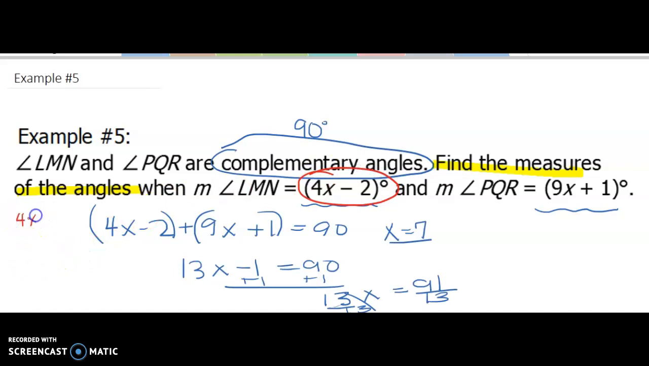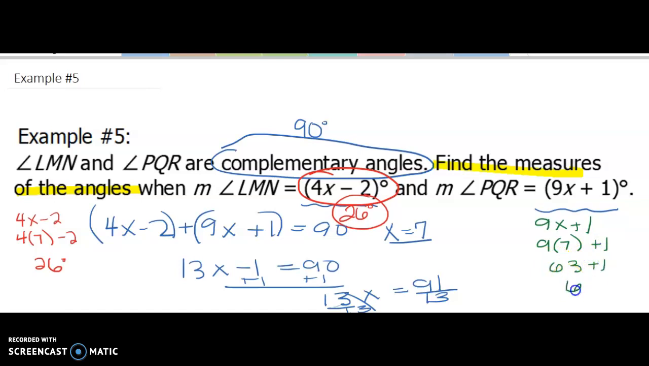So 4x minus 2, we know x equals 7. So 28 minus 2 is 26 degrees. So this is 26 degrees. And then I also have to plug our x into over here, so 9x plus 1. And I know x is 7. So 63 plus 1 is 64 degrees. And then if you do check them, 64 plus 26 does equal 90. So yes, they are complementary.